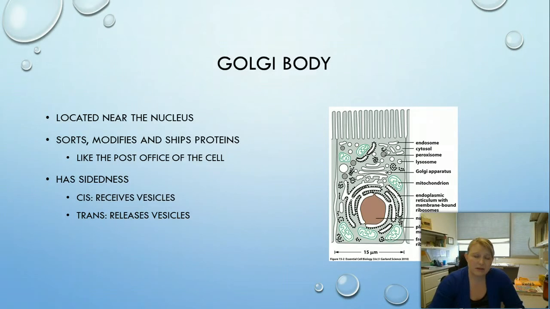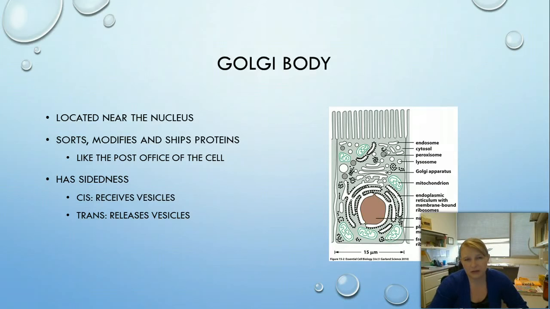And it's responsible for sorting, modifying, and shipping proteins. It's really like the UPS center, the post office of the cell, and it helps make sure that proteins and other things that are being produced in the cell get to the right place. And so that's what's important about the Golgi, is it helps get everything going.